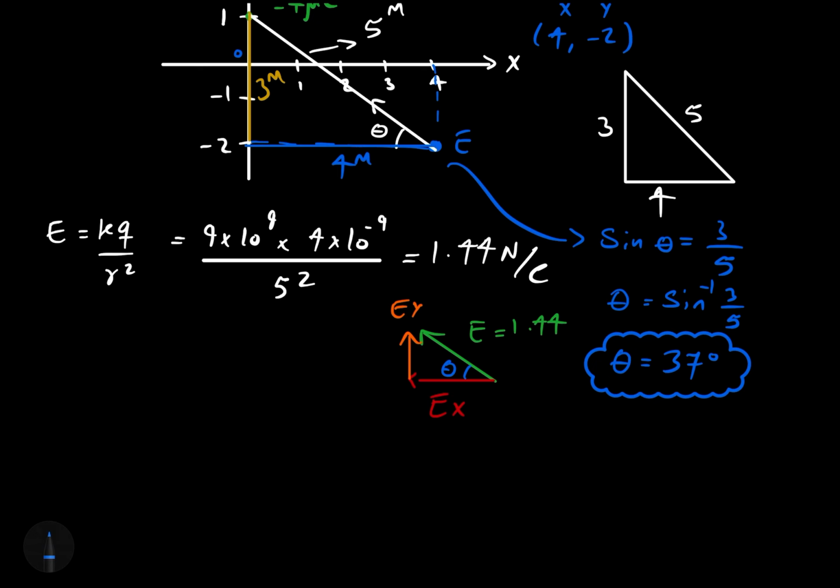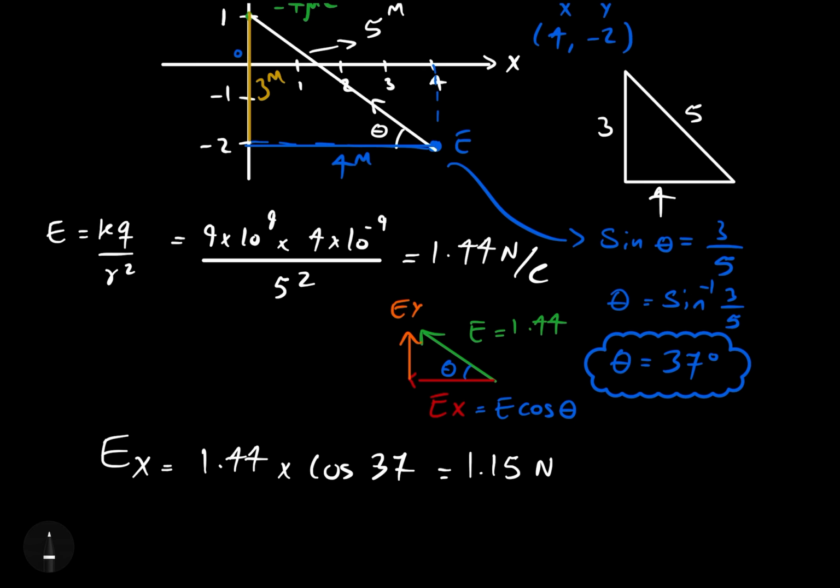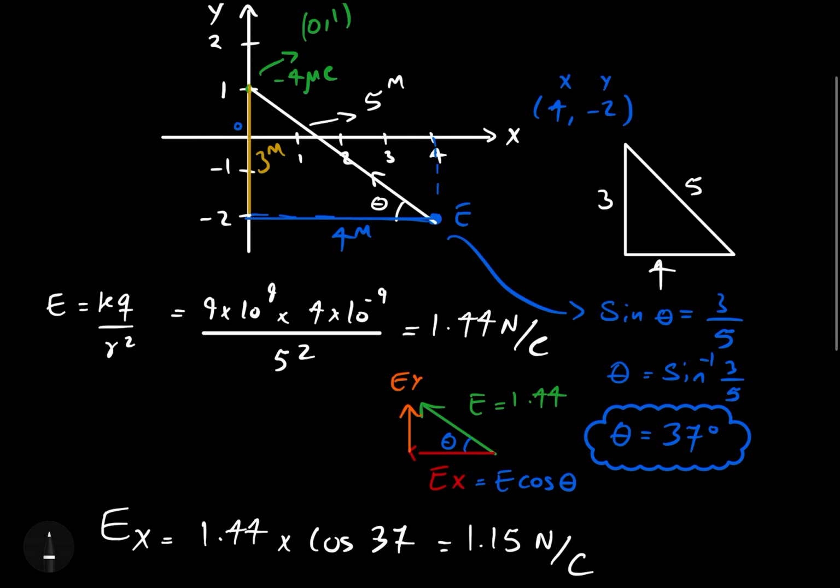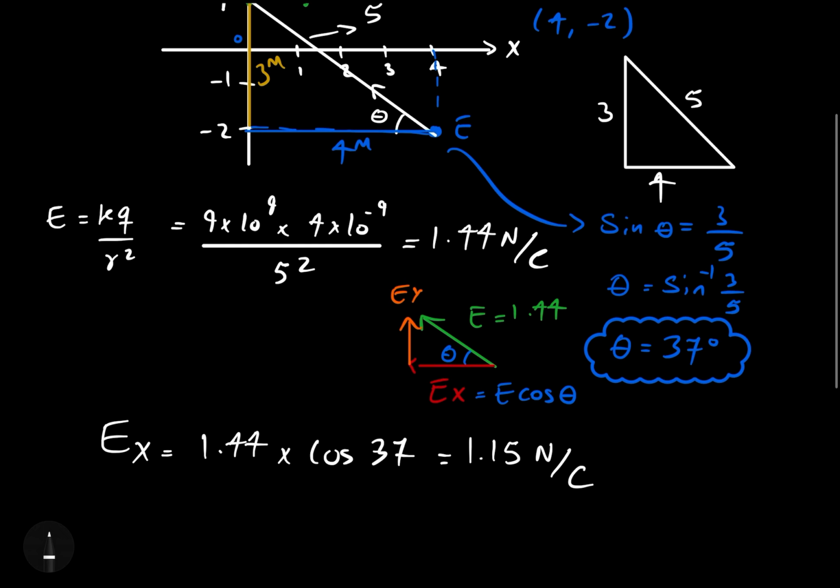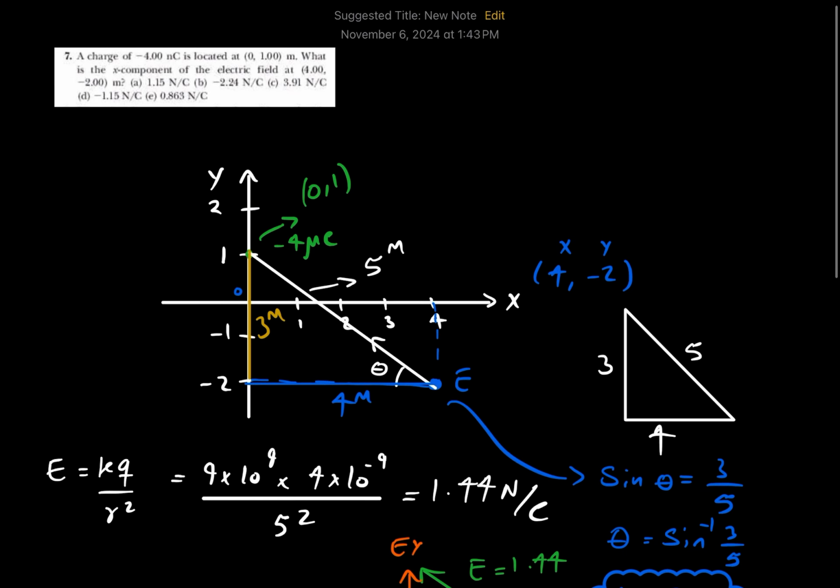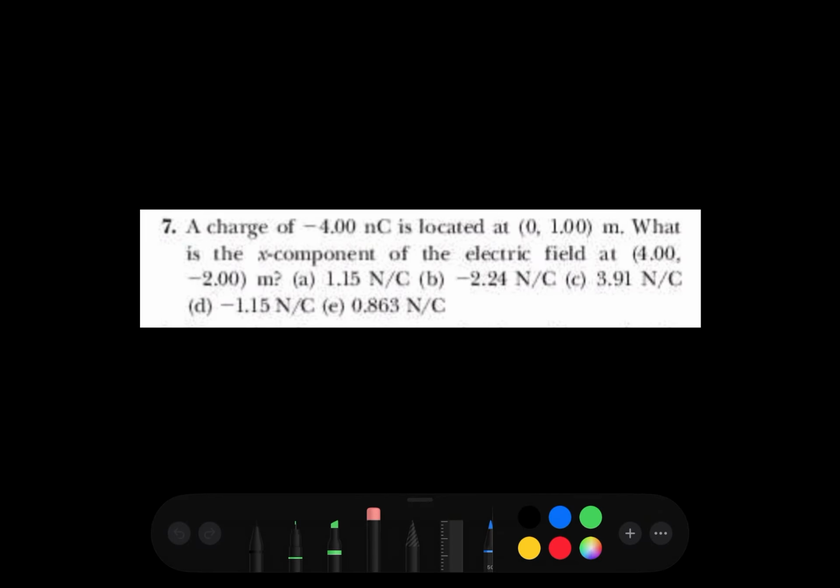That's pretty cool. Now that I know that, I can calculate E of x. E of x is adjacent to the angle, so we can find it by saying E times cosine of theta. So the x component of this electric field is going to be 1.44 times cosine of 37, which is 1.15 newtons per coulomb. However, keep in mind, because it's going inwards as the charge is negative, the answer is going to be negative 1.15 newtons per coulomb, which makes choice D the correct answer right there.